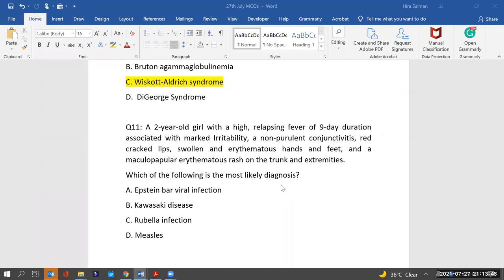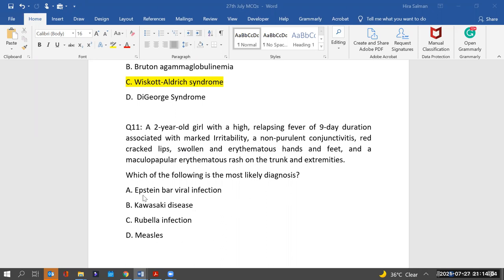So which of the following is the most likely diagnosis? Especially the age of the child, 2 years old. Do you think it's Epstein-Barr virus infection? Do you think it's Kawasaki, rubella infection, measles?